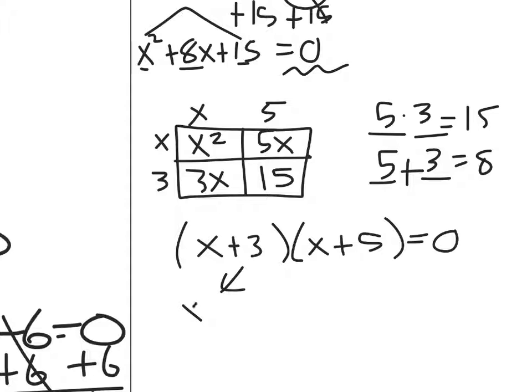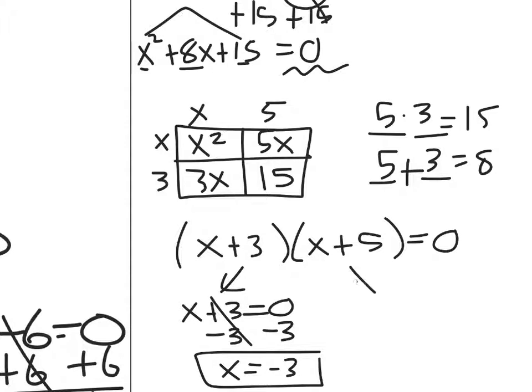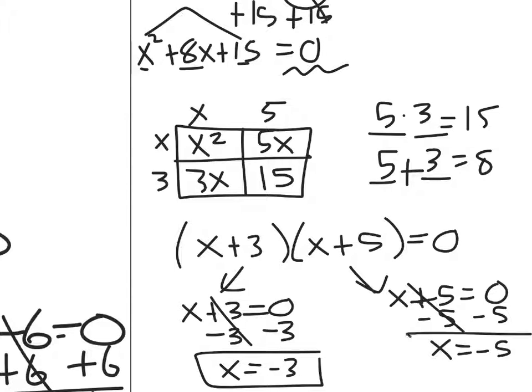Okay, x plus 3 equals 0. Some of you guys can do this in your head, I know. Minus 3 minus 3. We get x equals minus 3. Here we get x plus 5 equals 0. Minus 5 minus 5, and we get x equals negative 5.